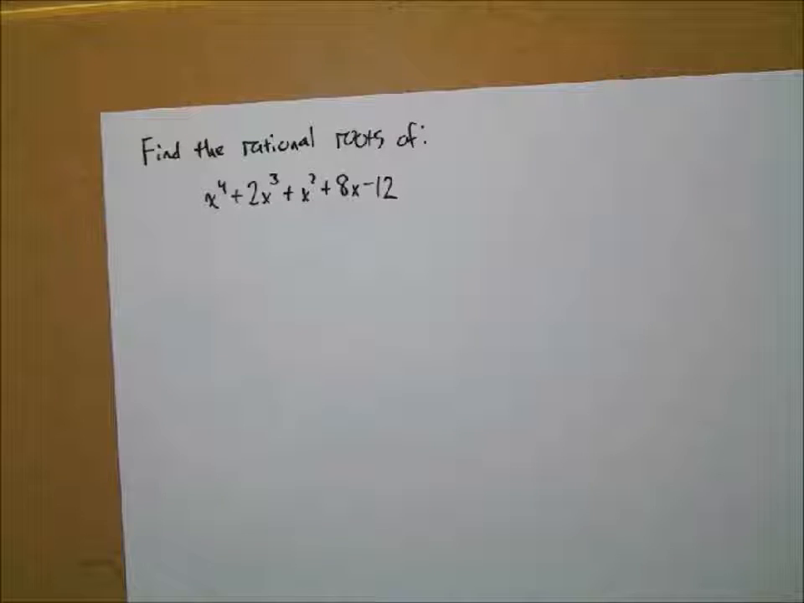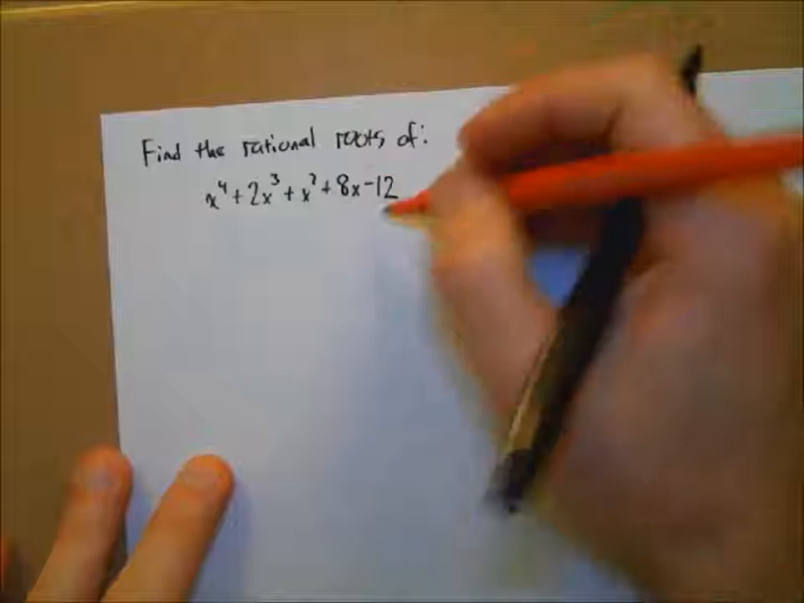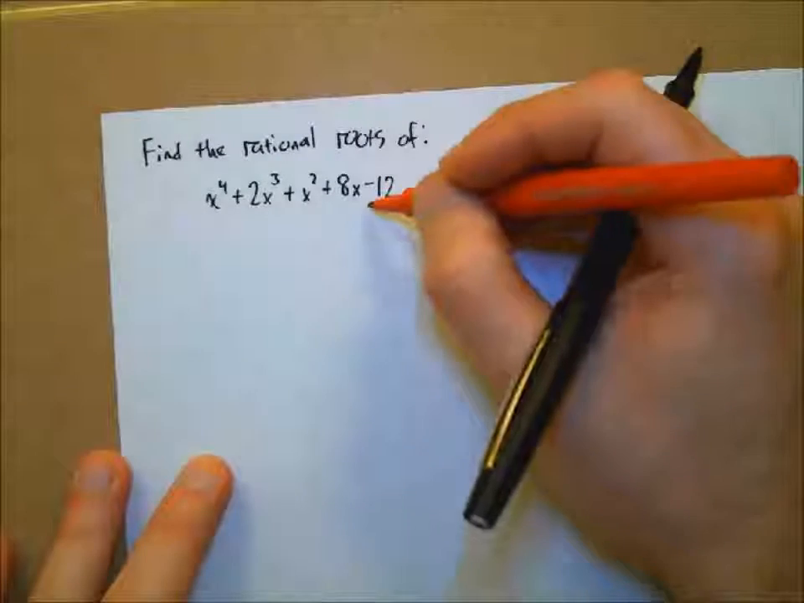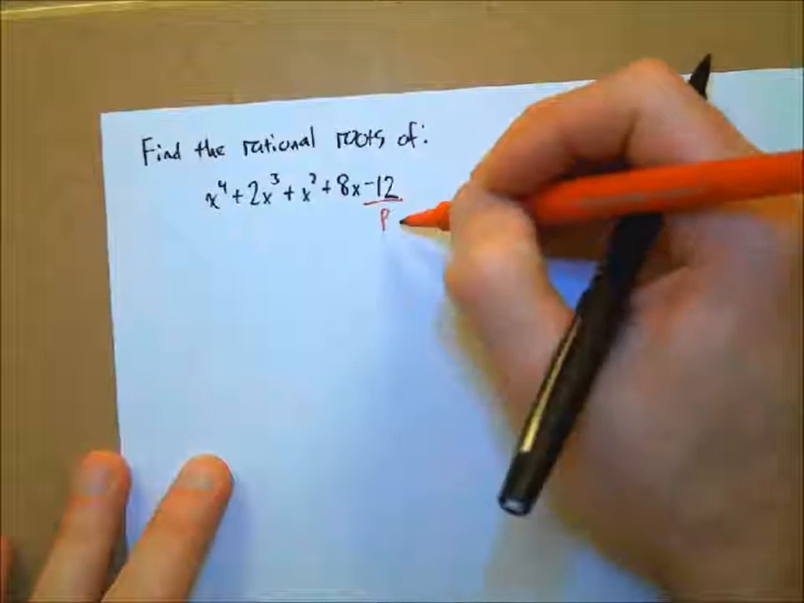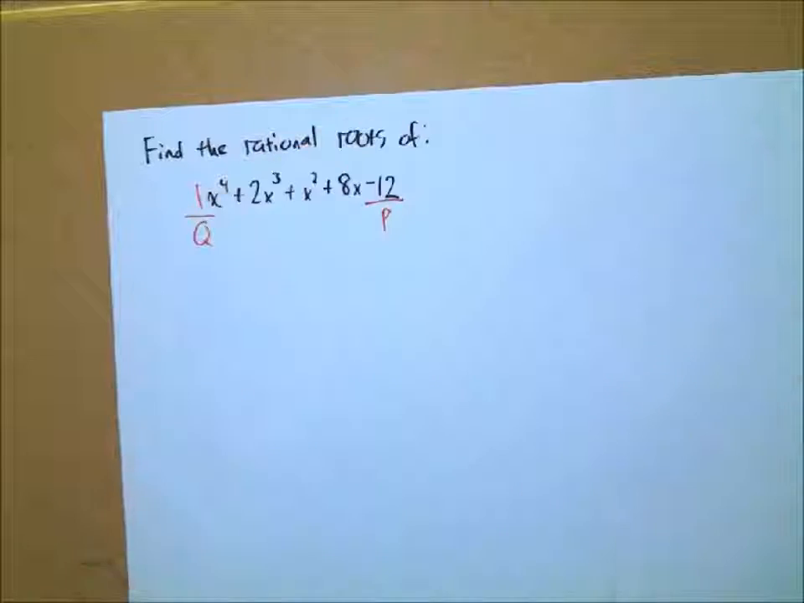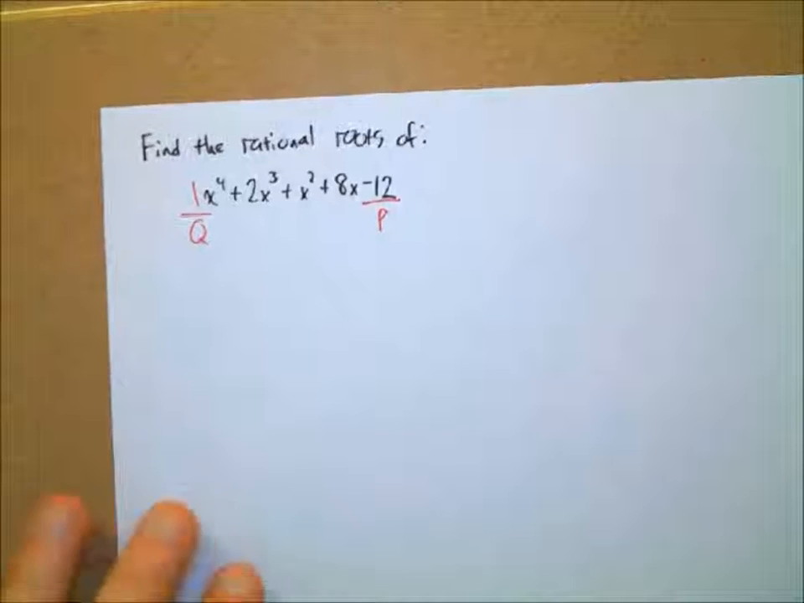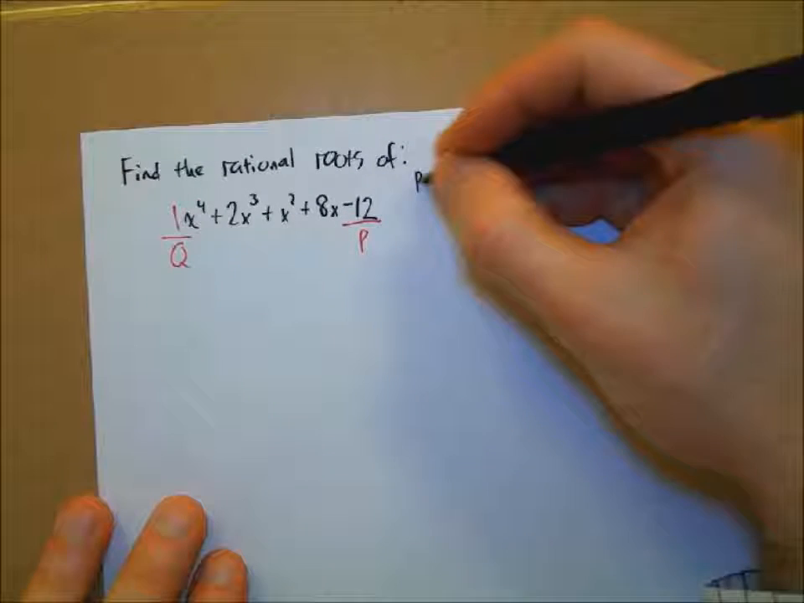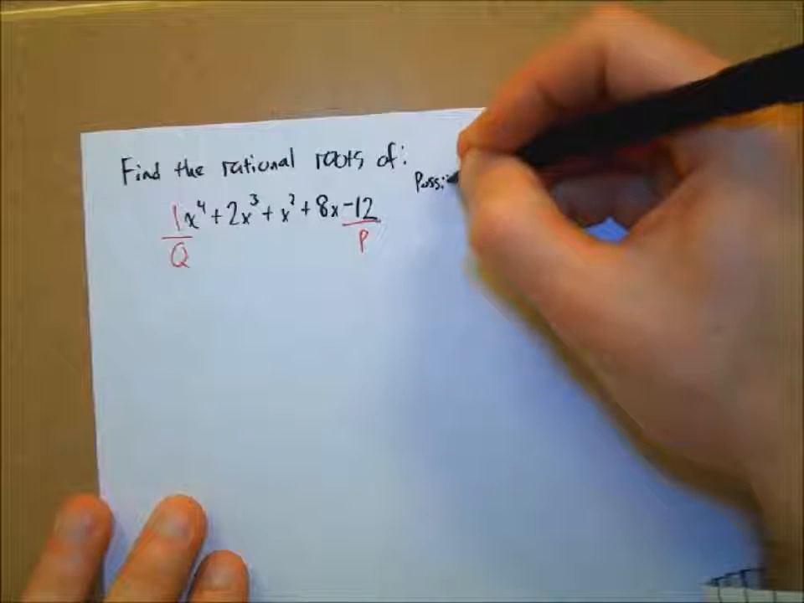Okay, so let's see here. We got to list our possible zeros. So I'm going to identify our p's and q's here first. So p is 12, or negative 12 if you like. Q, 1.